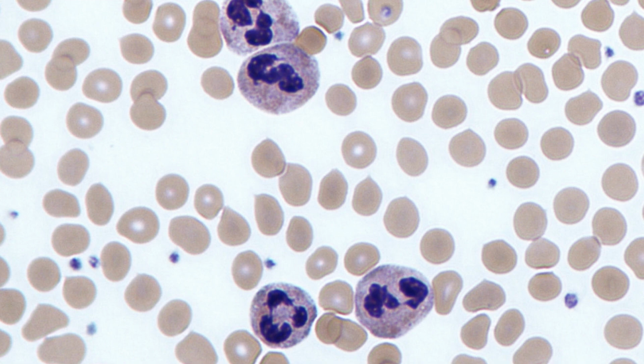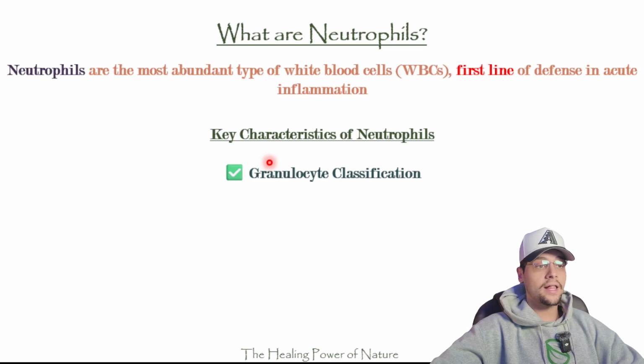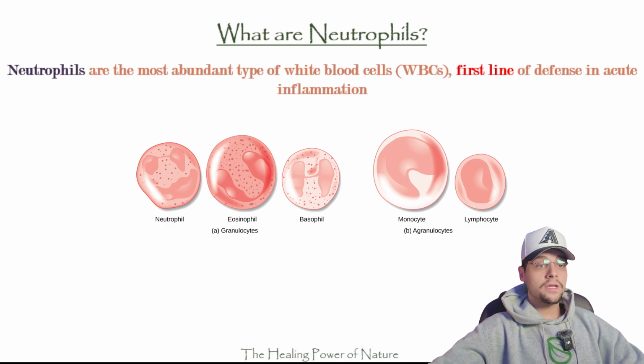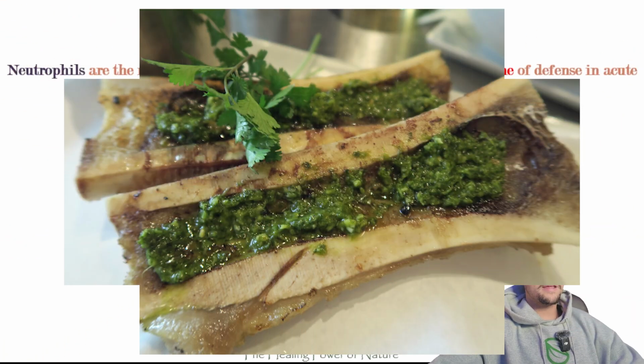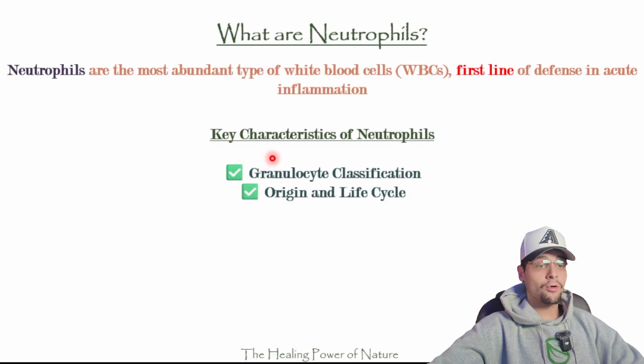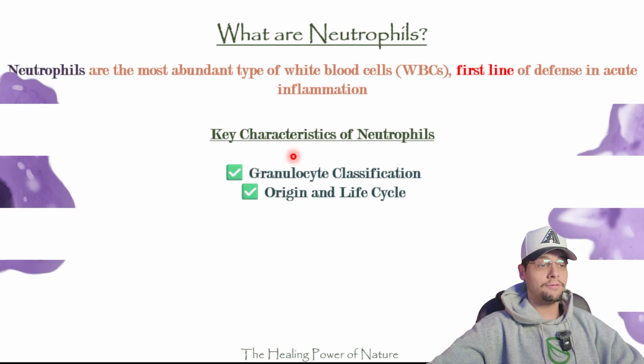So, some key characteristics of neutrophils. First, they are in the granulocyte classification, which means neutrophils belong to the granulocyte family, along with eosinophils and basophils. They contain primary and secondary granules, which store enzymes essential for microbial killing. Their life cycle: they are produced in the bone marrow under the influence of granulocyte colony stimulating factor, or G-CSF, and circulate in the blood for about 8 hours before migrating to tissues. They survive in tissues for about 1 to 2 days before undergoing apoptosis and being cleared by macrophages.